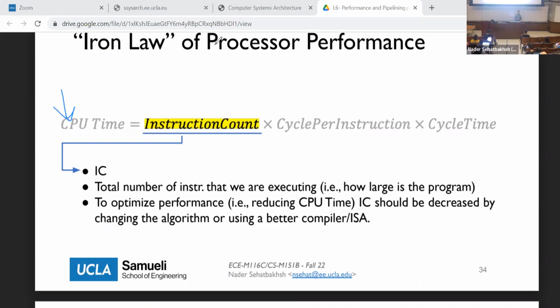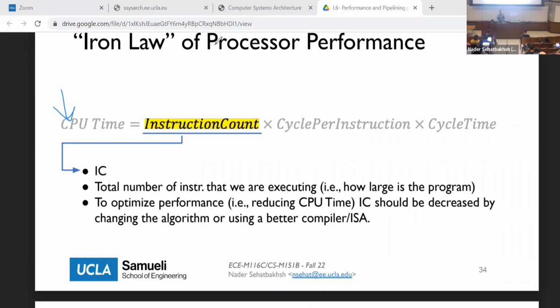So what you want to do is reduce your instruction count. If you can reduce your instruction count as much as possible, then you will improve your CPU time. Okay, so you might ask, how do we decrease the IC? You can decrease the IC by two things. One is if you use better algorithms.